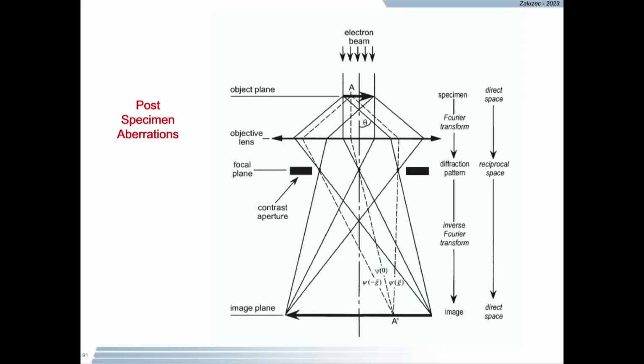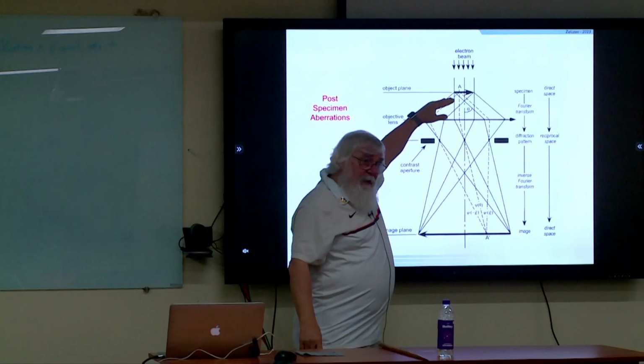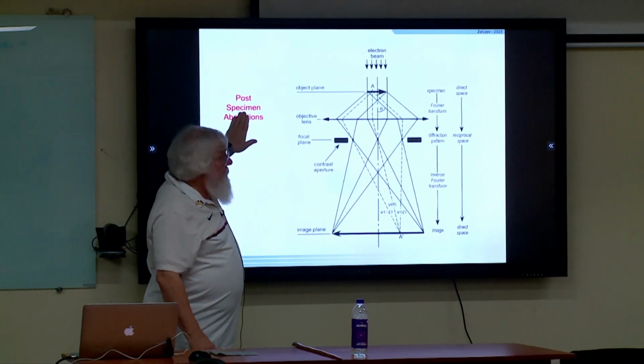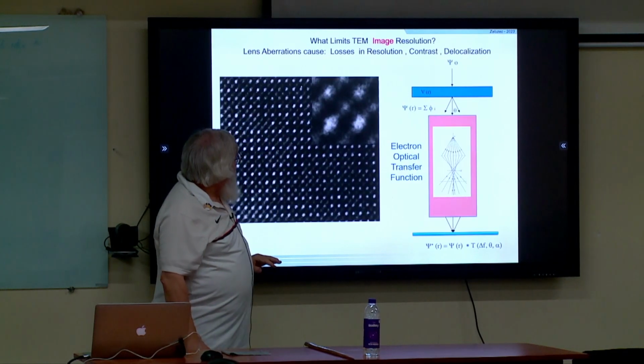We have similar aberrations in the image forming system. The same thing. Remember, we've got the angles coming in and the scattered electrons going through lenses. We have post-specimen aberrations. Okay, it's the same.